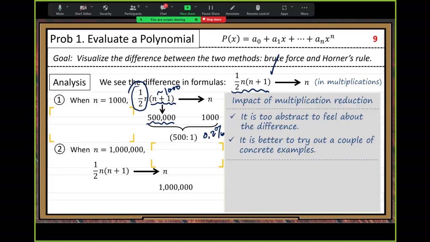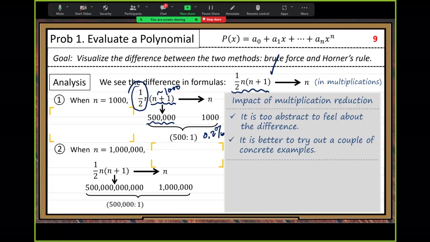Horner's rule, we get 1 million multiplications, but now let's plug in 1 million in the brute force formula. How large is this number? Here we still use approximation. It is 500 billion, right? 500 billion. This big. Then we take the ratio between these 2 numbers, that is 500,000 to 1 ratio.